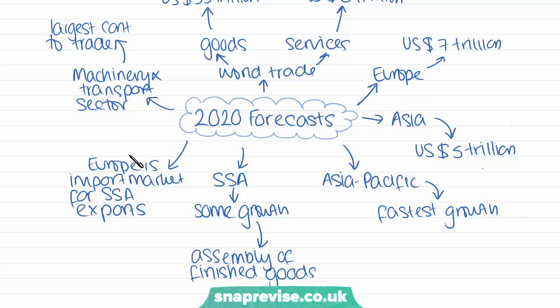And also the machinery and transport sector, which includes things like consumer electrical products such as phones and so on, will make the largest contribution to trade. And we can really see this just in global trends, that the world is becoming increasingly reliant upon telecommunications, and even people in the poorest countries now have access to mobile technology. So this is going to be the largest growing sector in world trade.